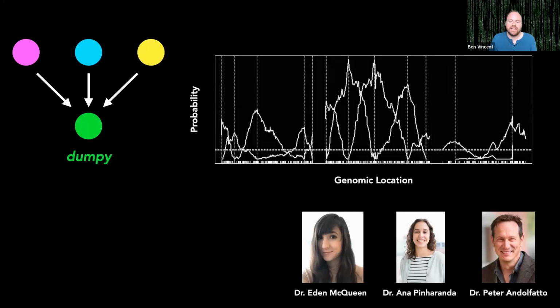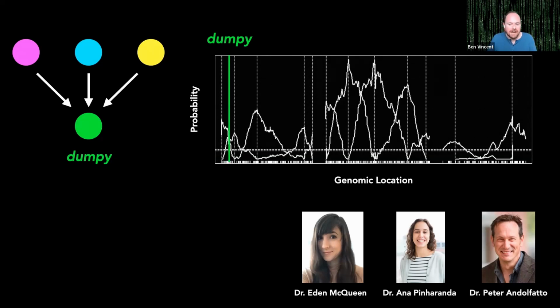This was generated by Eden McQueen, who is a former graduate student, in collaboration with Peter Andolfatto's group at Columbia. And in these maps, the probability of association with posterior lobe size is plotted as a function of genomic location. Now, there are a bunch of interesting regions that are spread all over the genome. They're marked with these vertical dashed lines, but dumpy is not in one of them. It's right here in between QTL peaks.